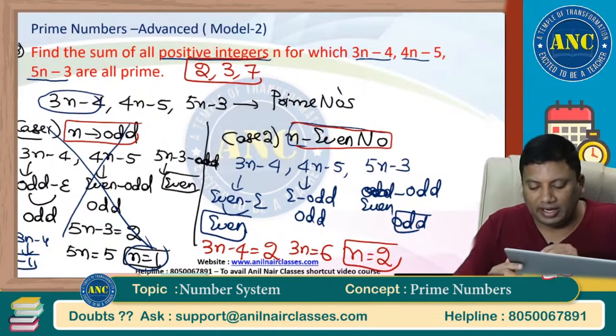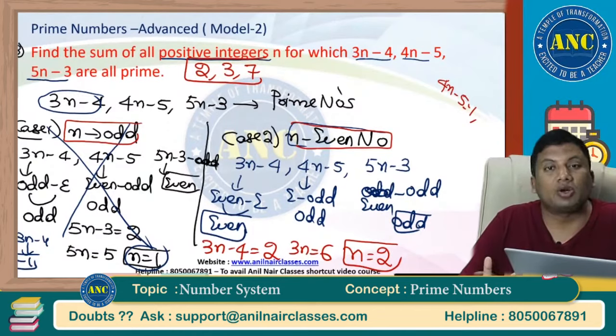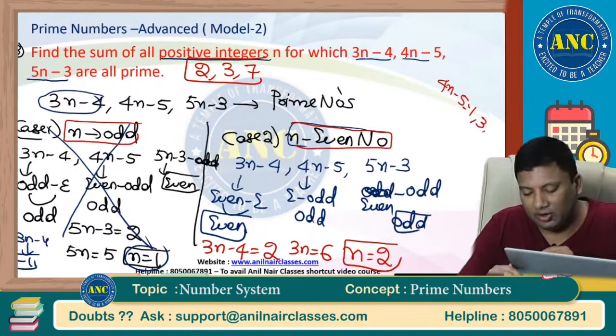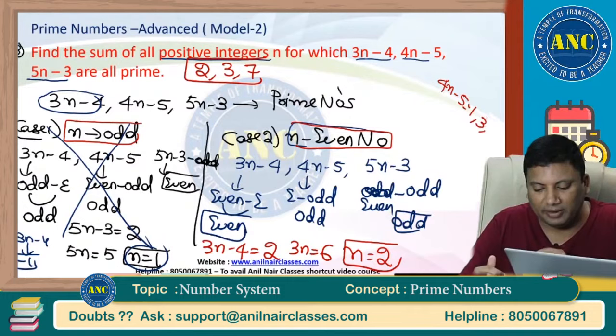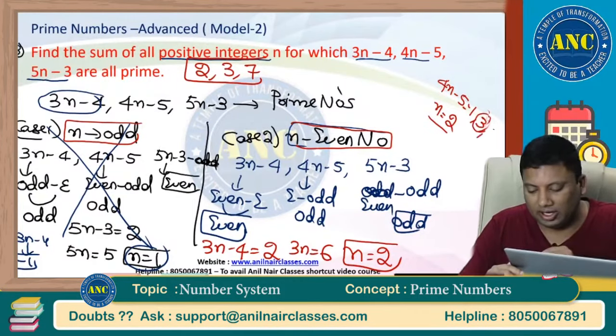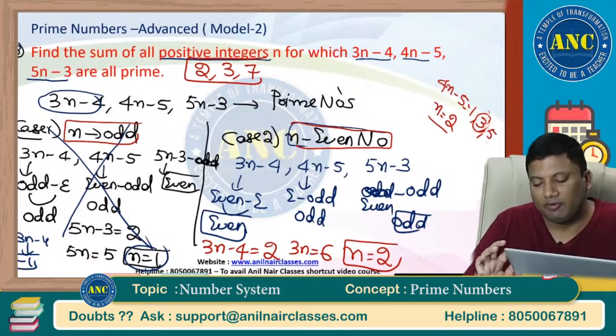Suppose 4n minus 5 is an odd number. If I take 1, 4n equals 6, n will be a fraction. 4n minus 5 equals 3, it is 8, n is nothing but 2. 8 minus 5, 3. This case it is possible. That is what I did. If 4n minus 5 is 5, n value is 10 by 4.